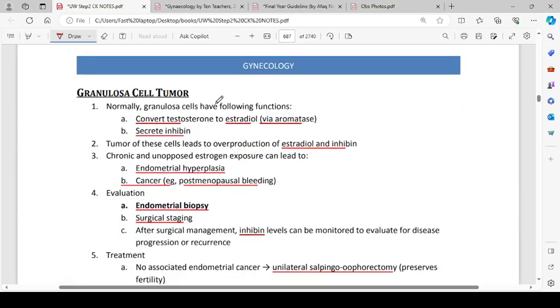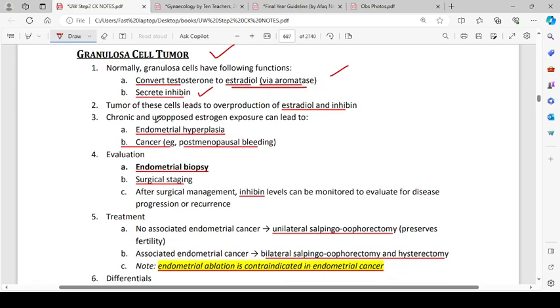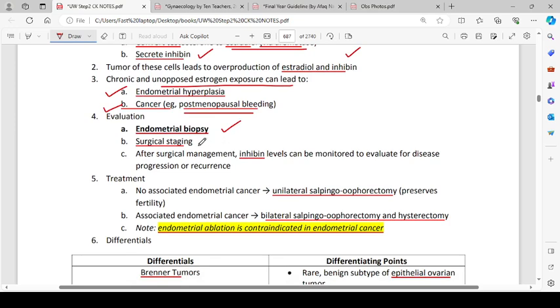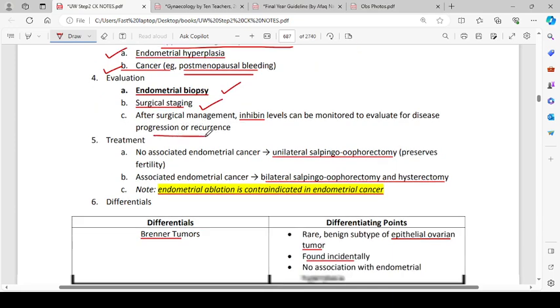Okay, then we have granulosa cell tumor. Normally, granulosa cells have the following functions: convert testosterone to estradiol via aromatase and secrete inhibin. Tumors of these cells lead to overproduction of estradiol and inhibin. Chronic and unopposed estrogen exposure can lead to endometrial hyperplasia and cancer, for example, post-menopausal bleeding. Evaluation is endometrial biopsy, surgical staging. After surgical management, inhibin level can be monitored to evaluate for disease progression or recurrence.